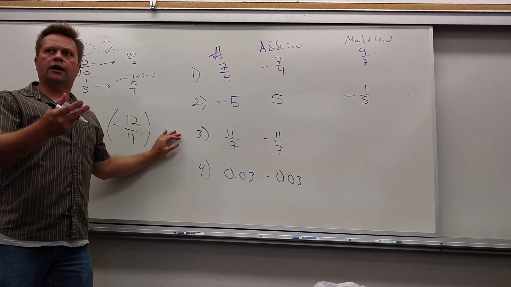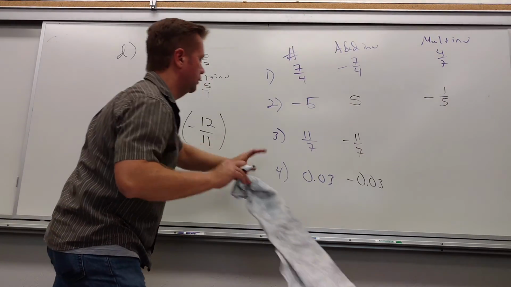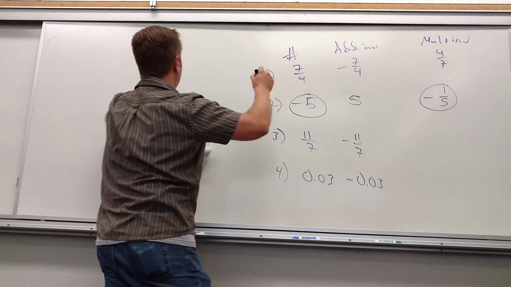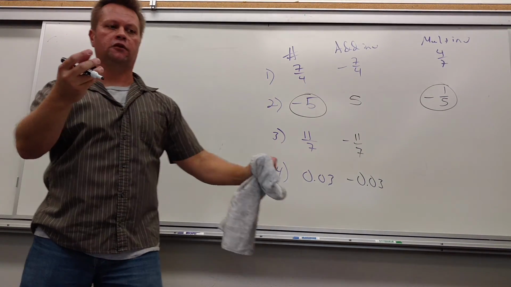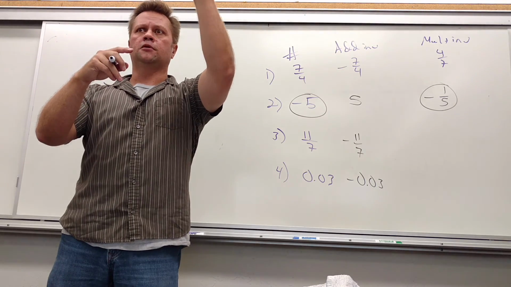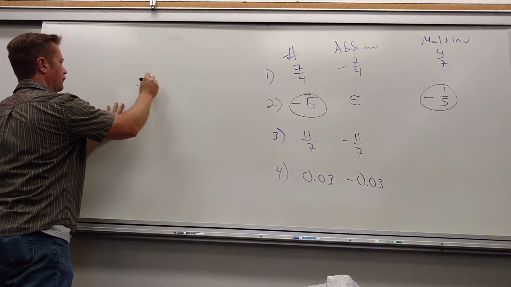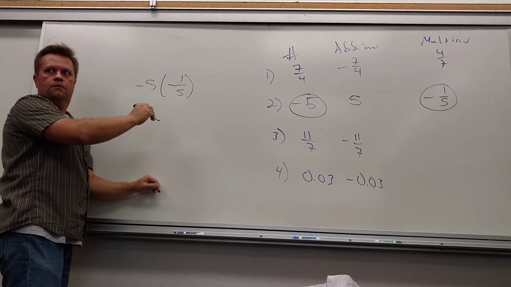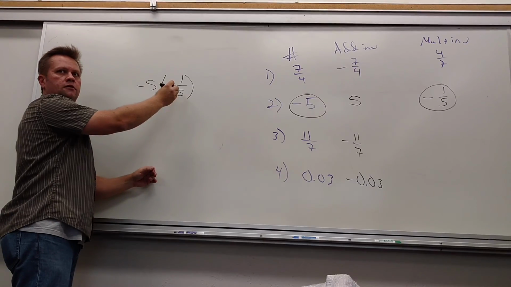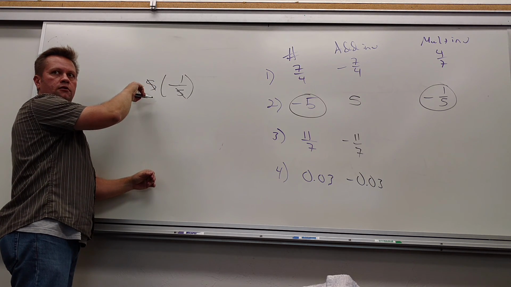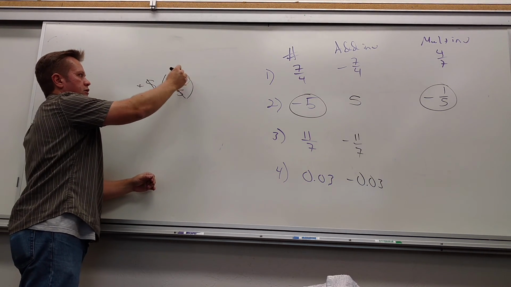And how do I check that? Real quick on the side here. How do I check that these are correct? What's supposed to happen with the multiplicative inverse? When I multiply, they're supposed to become 1. So what is negative 5 times negative 1 over 5? What happens to the 5s? They go to 1. And what happens to the negatives? They cancel. So I'm just left with 1.